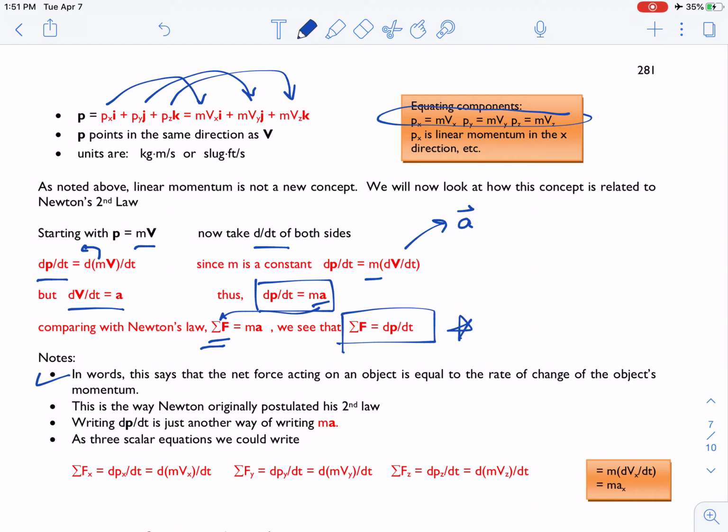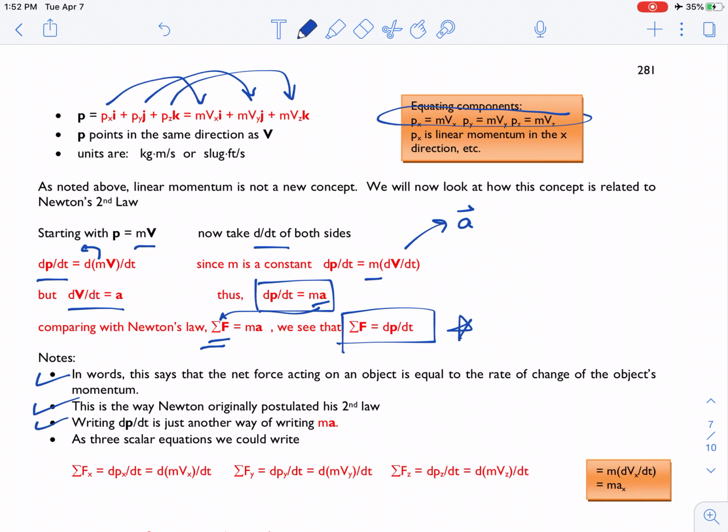And this is the second law, but it's in momentum form. This is the way that Newton postulated it. So it wasn't sum of F equals ma, it was in this form. But writing dp over dt is just another way of writing mass times acceleration. So the forms are the same. This is not a new equation.